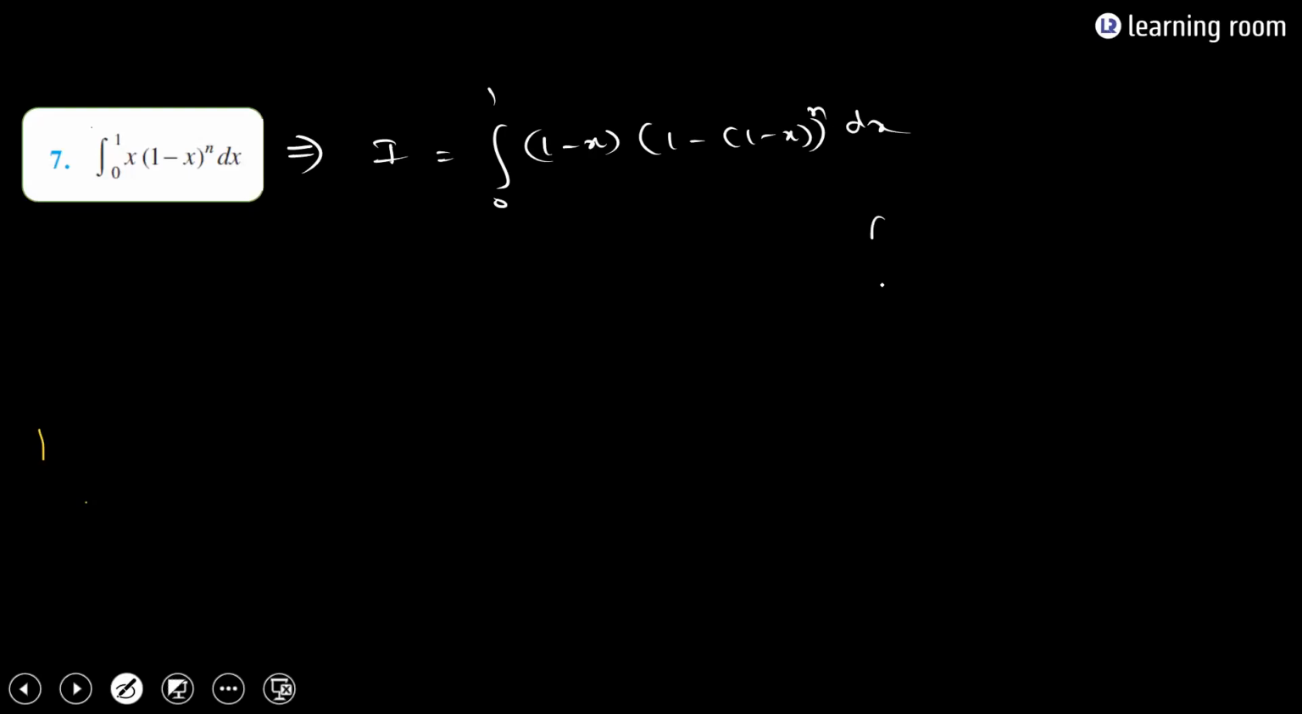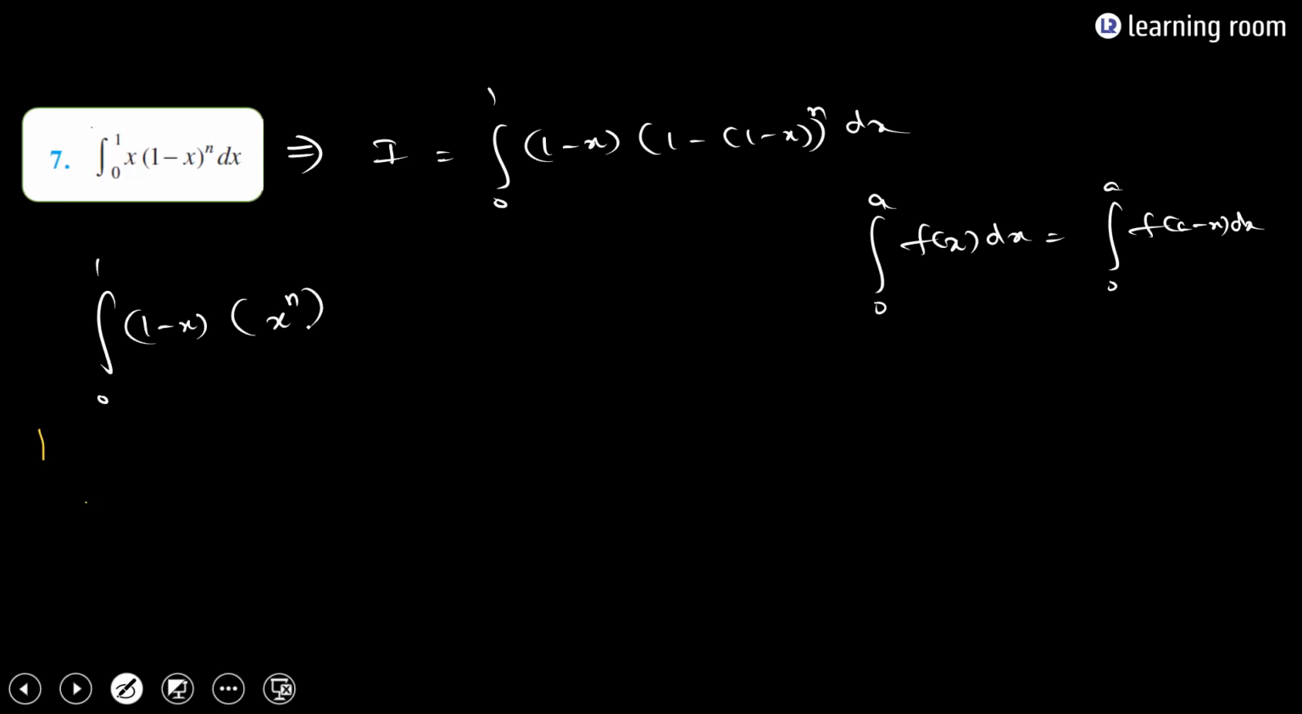I used the property: integral of 0 to a f of x dx is equal to integral of 0 to a f of (a minus x) dx. Right. So integral of 0 to 1 (1 minus x) into x power n dx. So wherever x is there, I need to substitute 1 minus x. Right. Now what will you get?